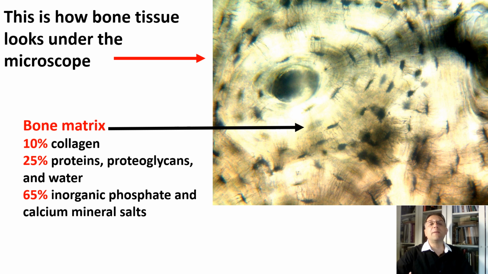Now let's take a look at the microscopic structure of the bone. The matrix of bone is composed of organic materials: collagen, proteins, proteoglycans, and water, which impart flexibility, and inorganic phosphate and calcium mineral salts, which provide firmness. Without the addition of mineral, bone would have properties similar to a rubber band, while without collagen, bone is brittle like chalk. Minerals thus strengthen the bone, whereas collagen allows flexibility.